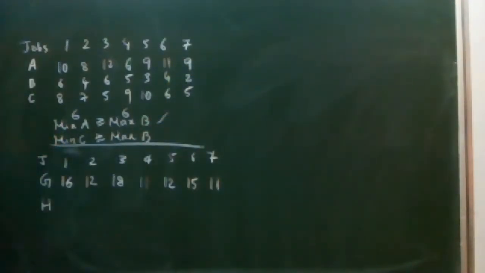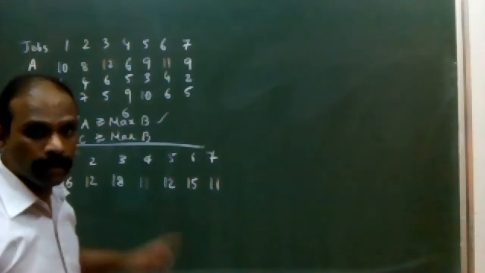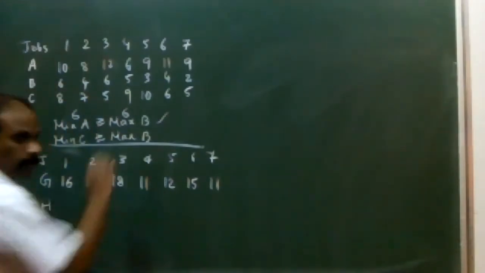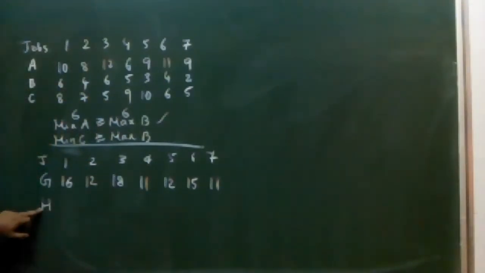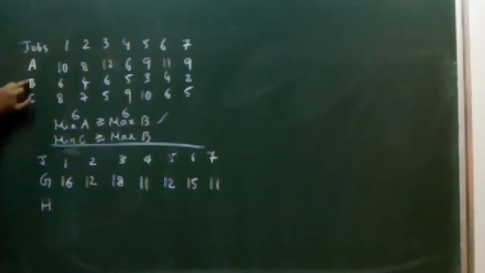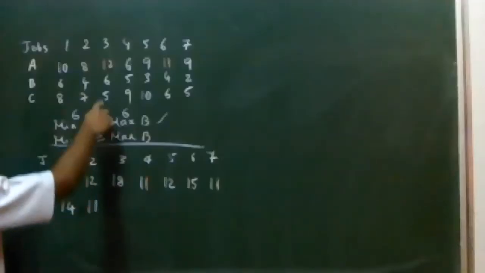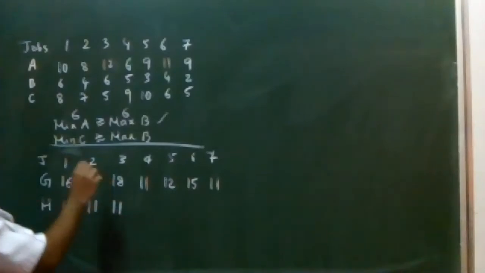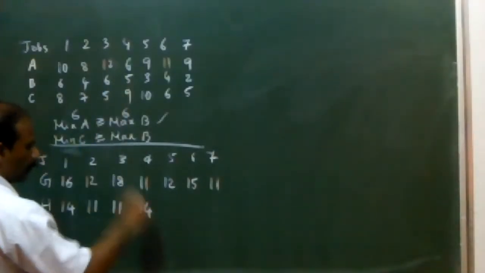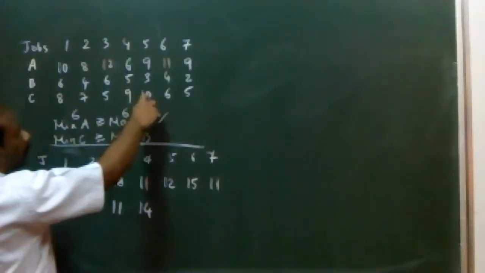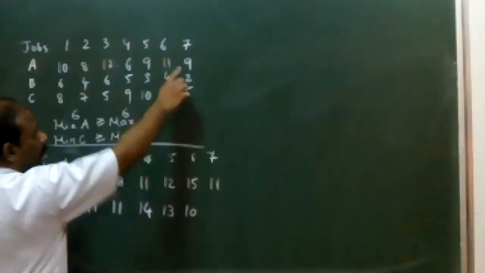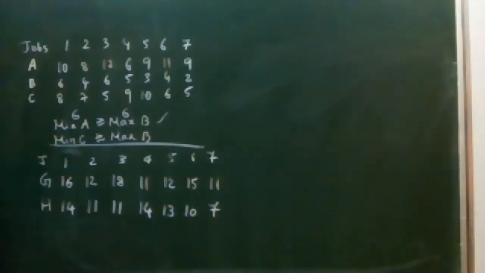Now similarly, we are supposed to find the values of H. H is nothing but B plus C, so B and C will be added. So 6 plus 8, it comes to 14. 7 plus 11. 6 plus 5, 11. 9 plus 5, 14. And then we have 10 plus 3, 13. 6 plus 4, 10. And finally 5 plus 7. Now we have got all the values of G and H.